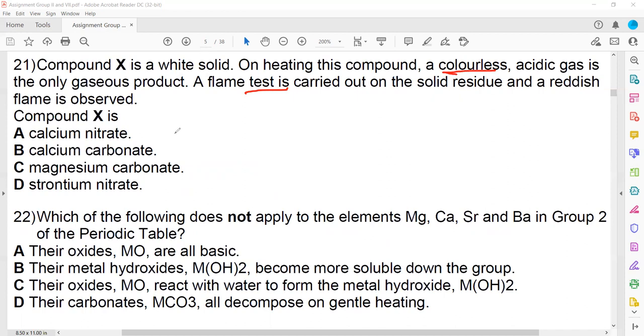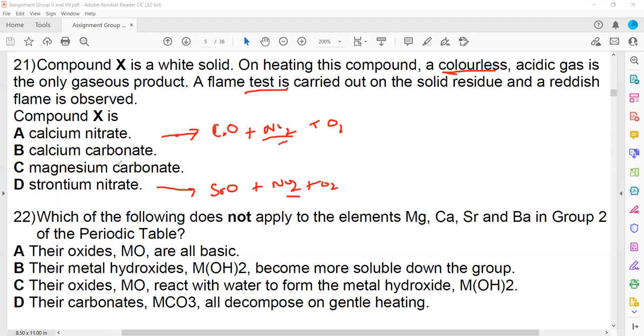When we decompose calcium nitrate, what does it produce? The product of decomposition of calcium nitrate is calcium oxide plus nitrogen dioxide plus oxygen. So there will be a brown gas. Also, strontium nitrate will produce strontium oxide plus nitrogen dioxide plus oxygen. So there will be a brown gas.